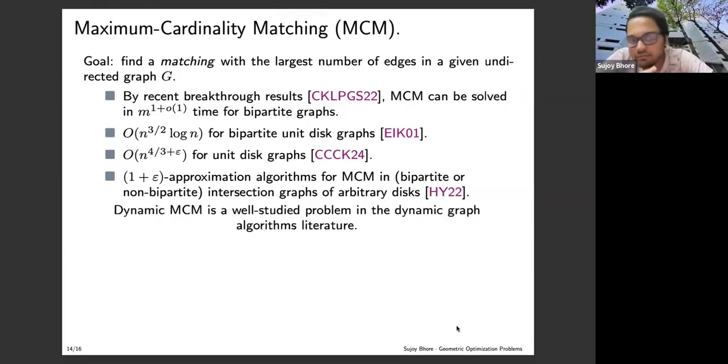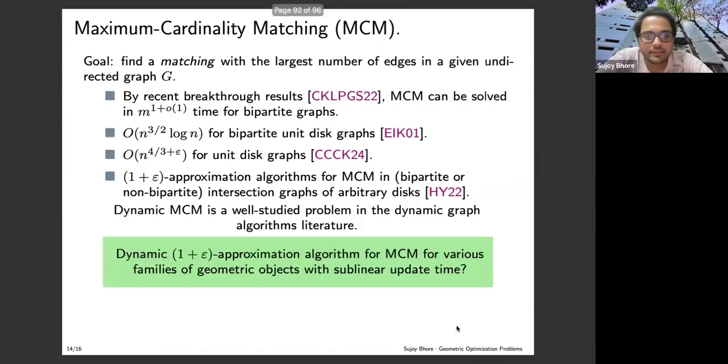So dynamic matching is one of the most well-studied problems in the dynamic graph literature, especially in the last decade. But again, to point out the key difference, they focus mainly on edge updates, and rightfully so because of the degree barrier. If one wants any sublinear update time, it makes sense to look into the edge model. But in the intersection graph, we can talk about vertex updates. So we are looking into vertex updates.